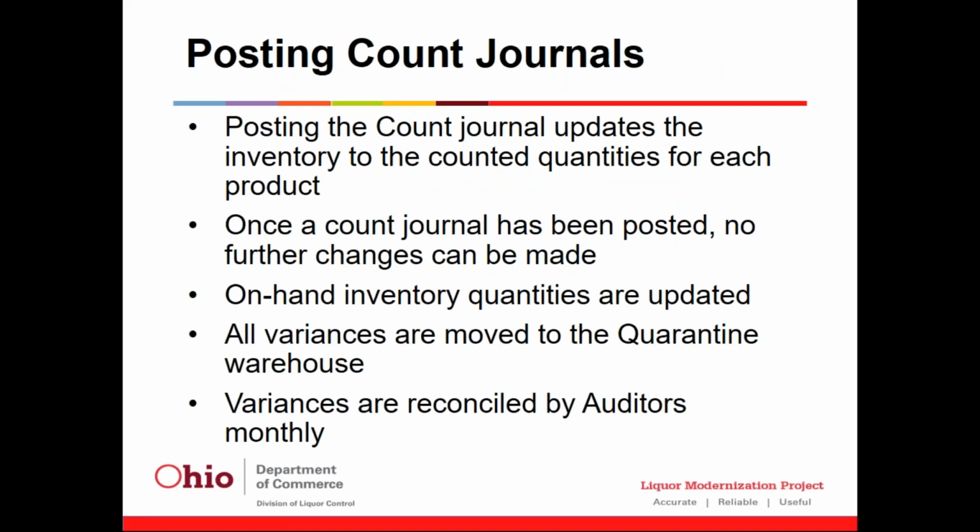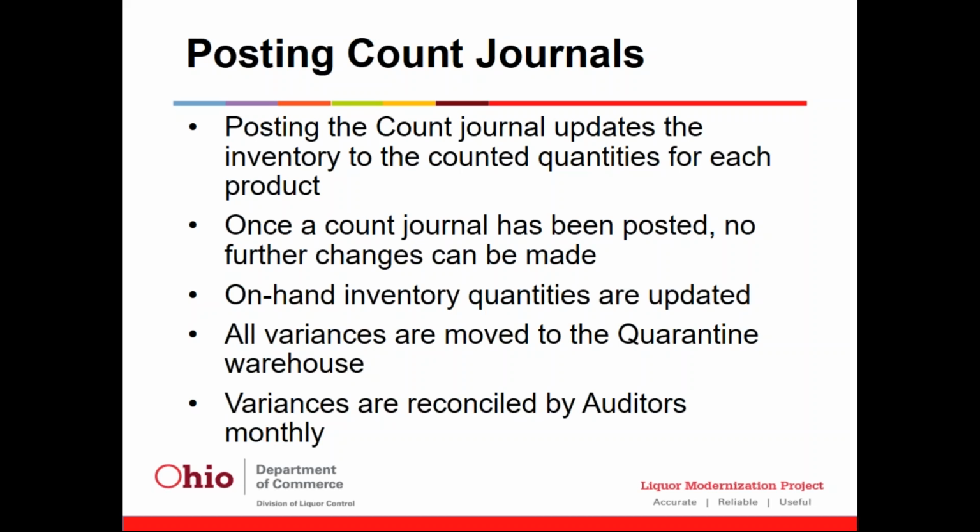Okay, so we're almost done, but we're not quite done. You're not done with your cycle count until you post the count journal. So what posting the count journal will do is it will update the inventory to the counted quantities for each of the products. But once you post a count journal, you cannot make any more changes. You'll see that the count journal actually disappears from your screen, so there's no way to get back into it.